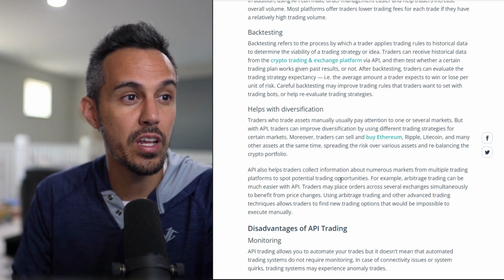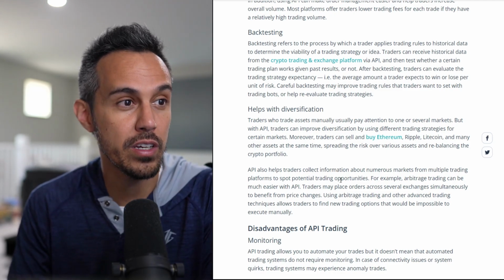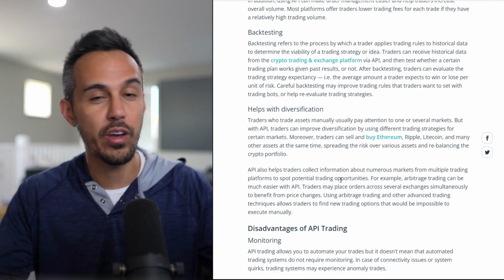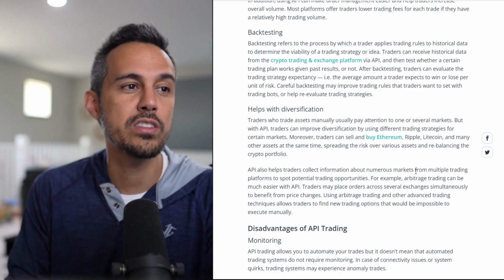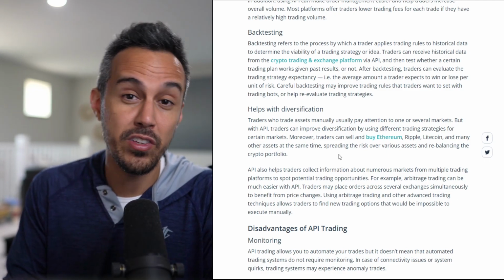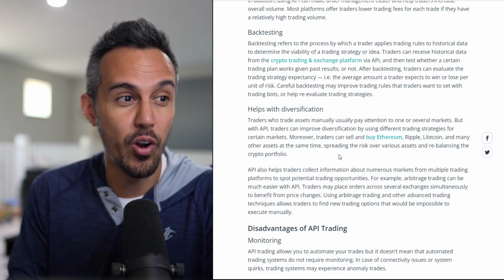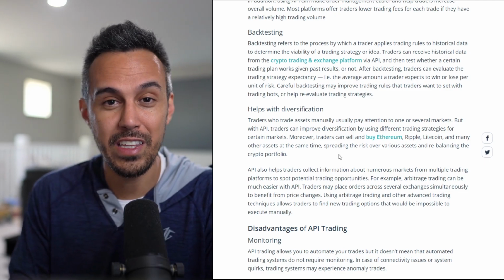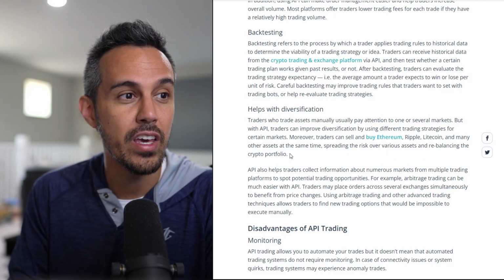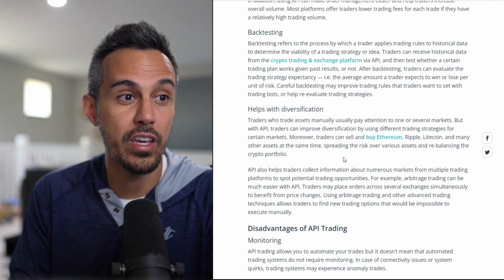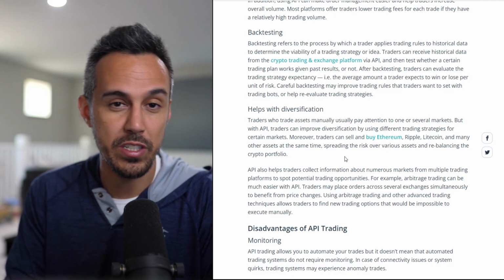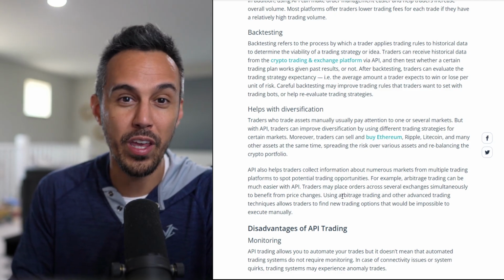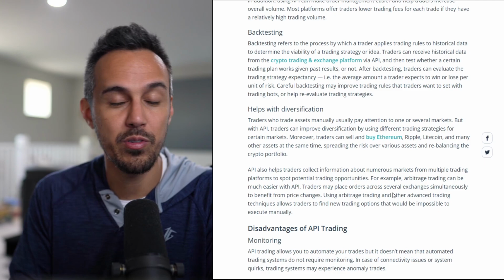Helps with diversification. Traders who assess trade manually usually pay attention to 1 or 2 separate markets. The idea here is time. If you're like me, I've watched probably over 100, maybe even more projects all the time, but I still think that's too many. The normal person should only be tracking like 10 or 20, and even that's a lot. This helps you look at a lot of different things, all the time, right? We don't have all the time in the world to be checking it, morning, noon, and night. So this helps for sure.